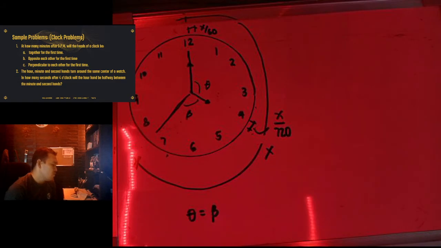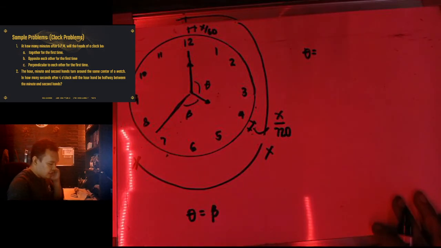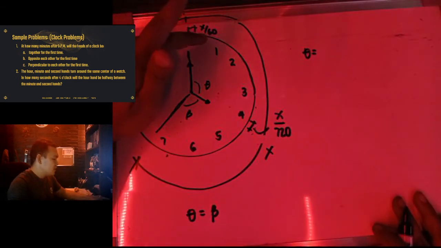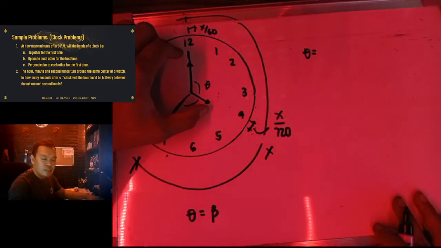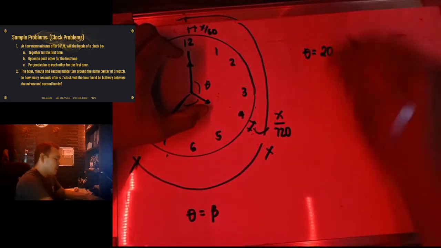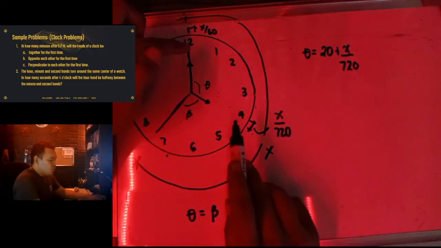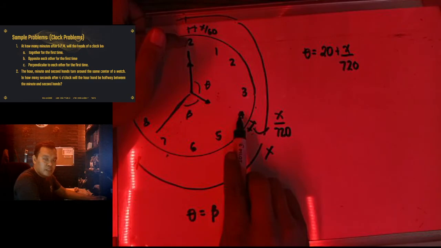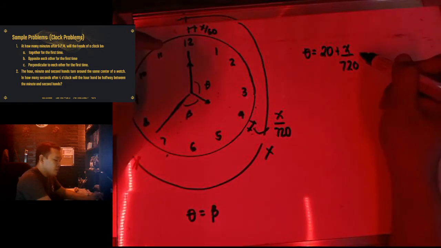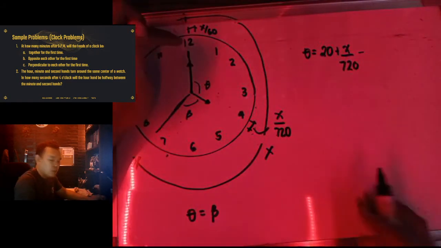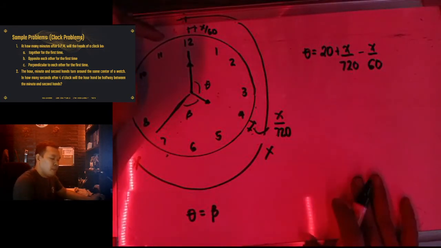Okay. So, to get the value of theta, sabihin ko muna si theta is equivalent kay yung distance travel ni theta is itong x over 60. Di ba, from 12 to 4 is 20 minutes yon. So, sabihin kong 20 minutes plus x over 720, yung distance travel ng hour hand natin, minus, kasi nag-travel din yung minute hand natin dito ng x over 60. So, bali yan yung theta natin.